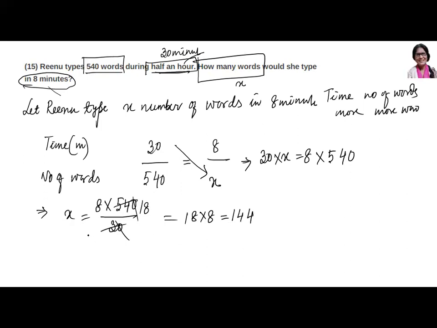So Renu would type 144 words in 8 minutes.